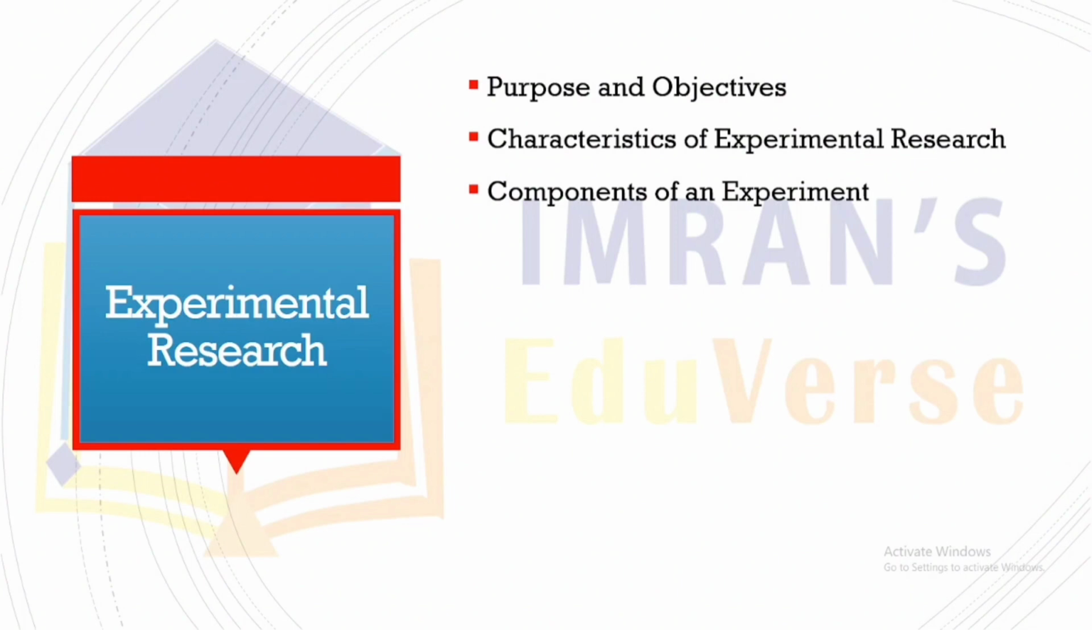Some of the applications of experimental research in education are: Number 1. Evaluating teaching methods. Experimental research is used to compare the effectiveness of different teaching methods, curricula, or instructional strategies. Number 2. Assessing interventions. Researchers may conduct experiments to assess the impact of interventions, such as tutoring programs or educational technologies, on student outcomes. Number 3. Testing educational policies. Experimental studies can be employed to evaluate the effects of educational policies or reforms.